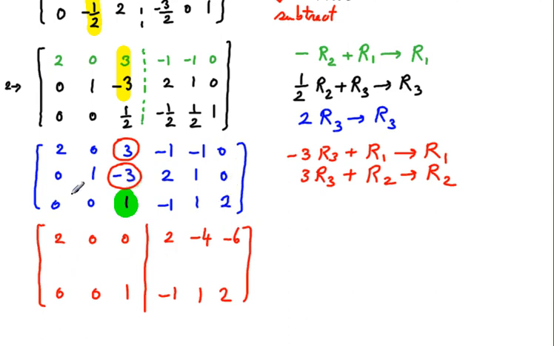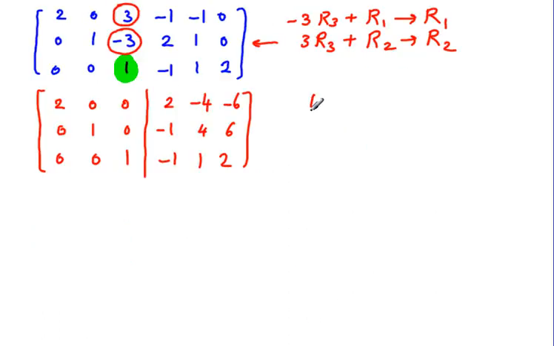Now, for the second row, this is 0, this is 1, this one will be 0. So 3 times minus 1 and a 2, I get a total of negative 1. Here, 4, and here, 6. What is left to do? Yeah, row 1, we want to make this identity, so we have to multiply by a 1.